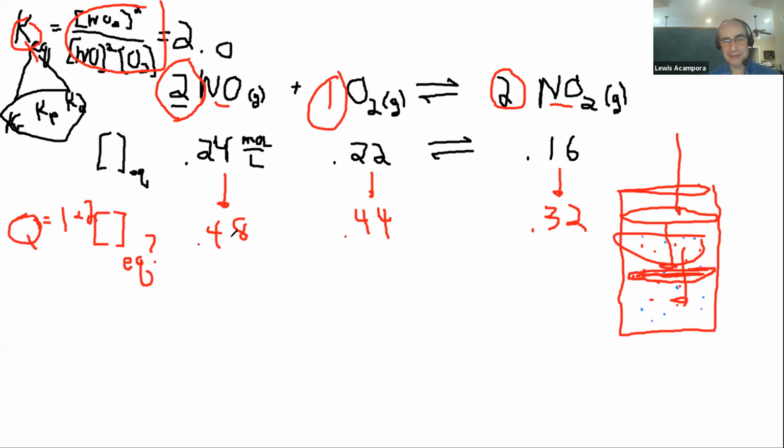But we're not very happy at 1. So this system will evolve to increase the value of the quotient. So let's see, 1 is less than 2. We want to increase the value of Q by forming more product, by increasing the concentration of product, and decreasing the concentration of reactant. And there I go with my arrows again.